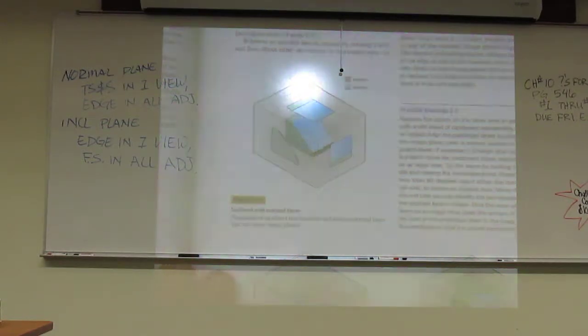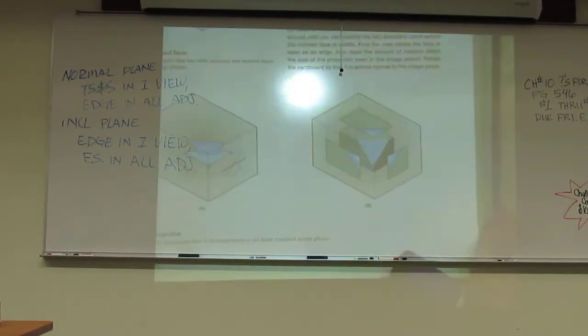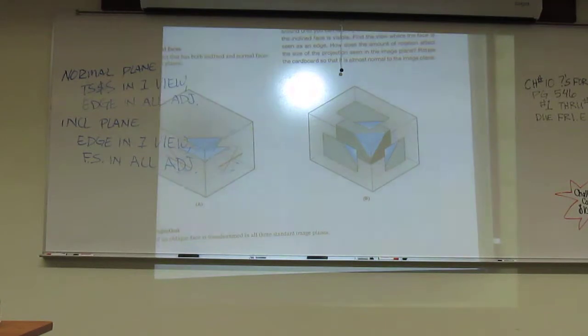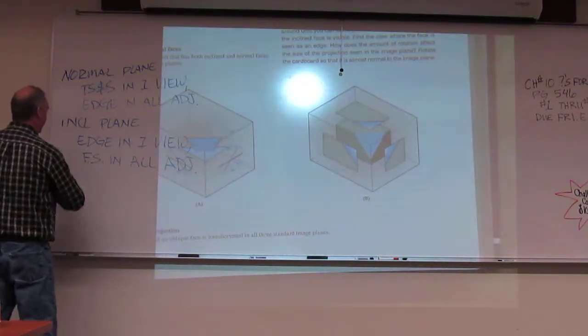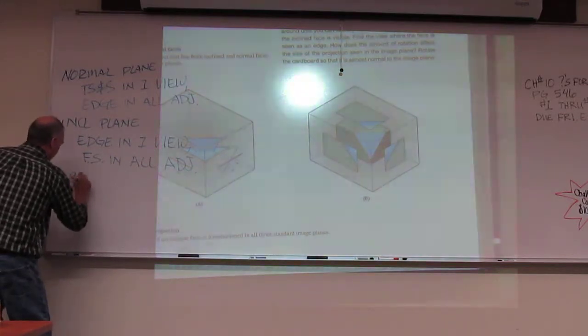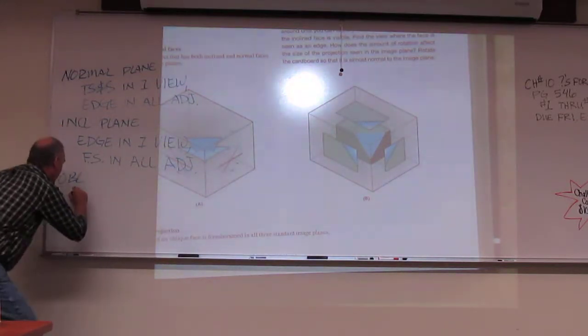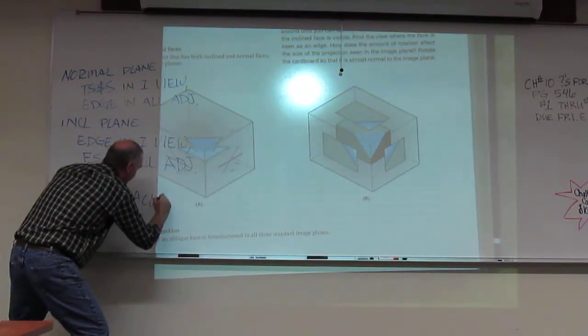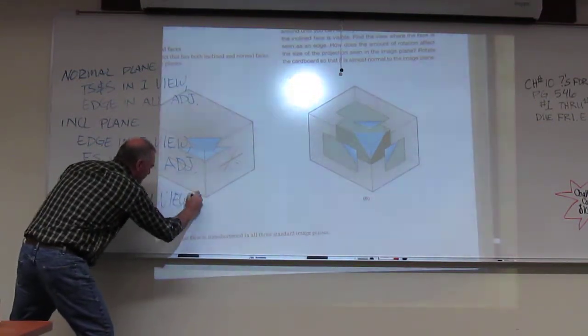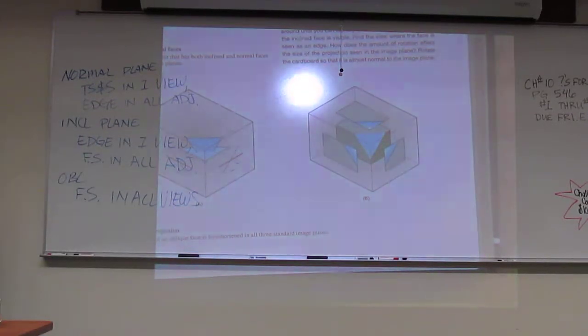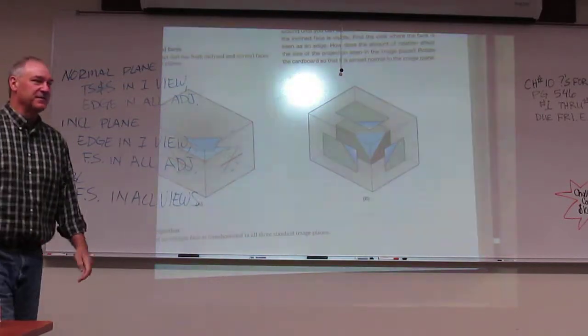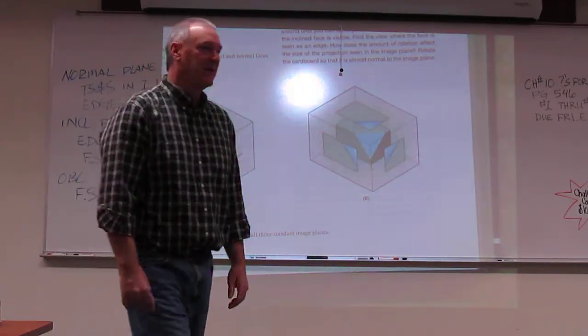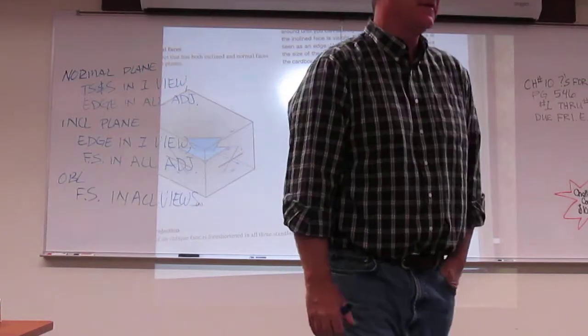The last plane is everybody's favorite, called an oblique. An oblique plane, shown right here in B, the oblique. And this one, the definition's easy: foreshortened in all views. You never see this plane true size and shape. You'll never see the edge. You'll never see true size and shape.